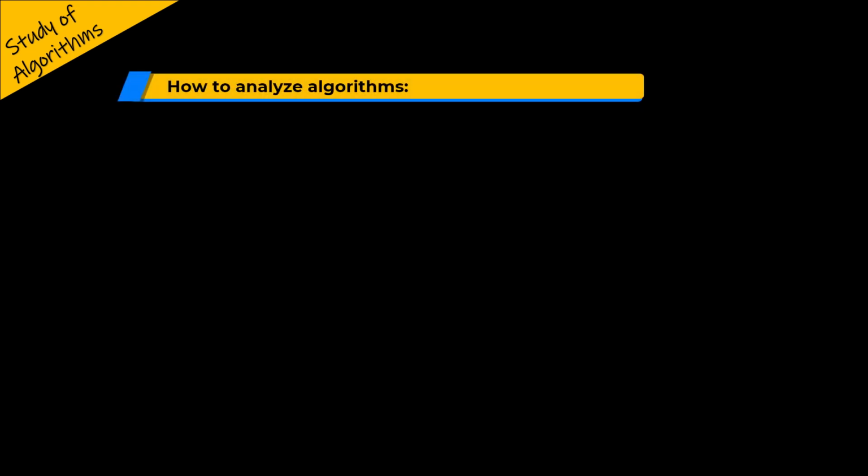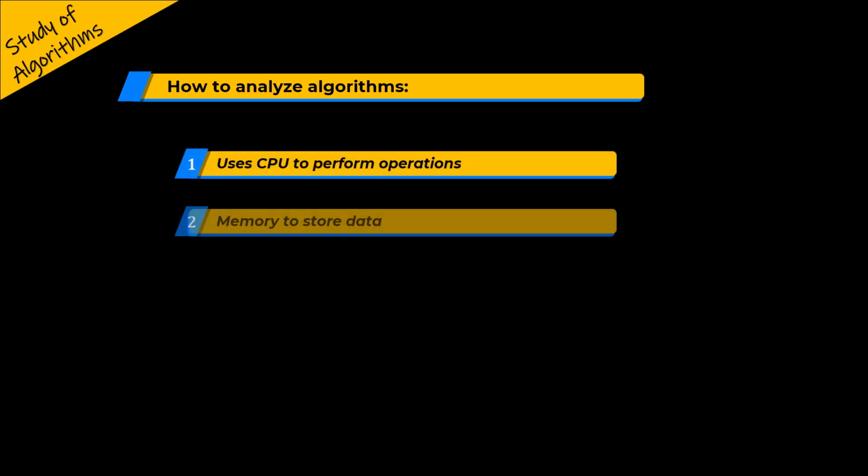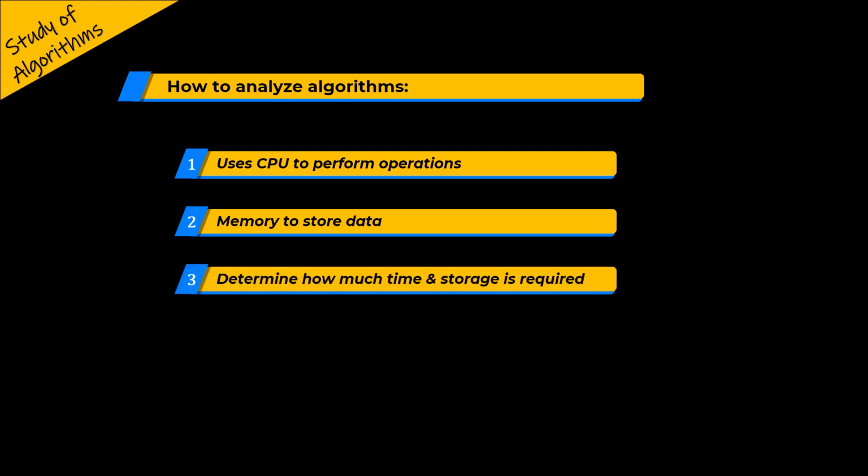The third study is how to analyze algorithms, or analysis of algorithms, or it is also called as performance analysis. When an algorithm is finally implemented using any programming language and executed on a computer, the algorithm uses CPU to perform operations and memory to store data. The analysis of algorithm means determining how much computing time and storage is required by an algorithm.